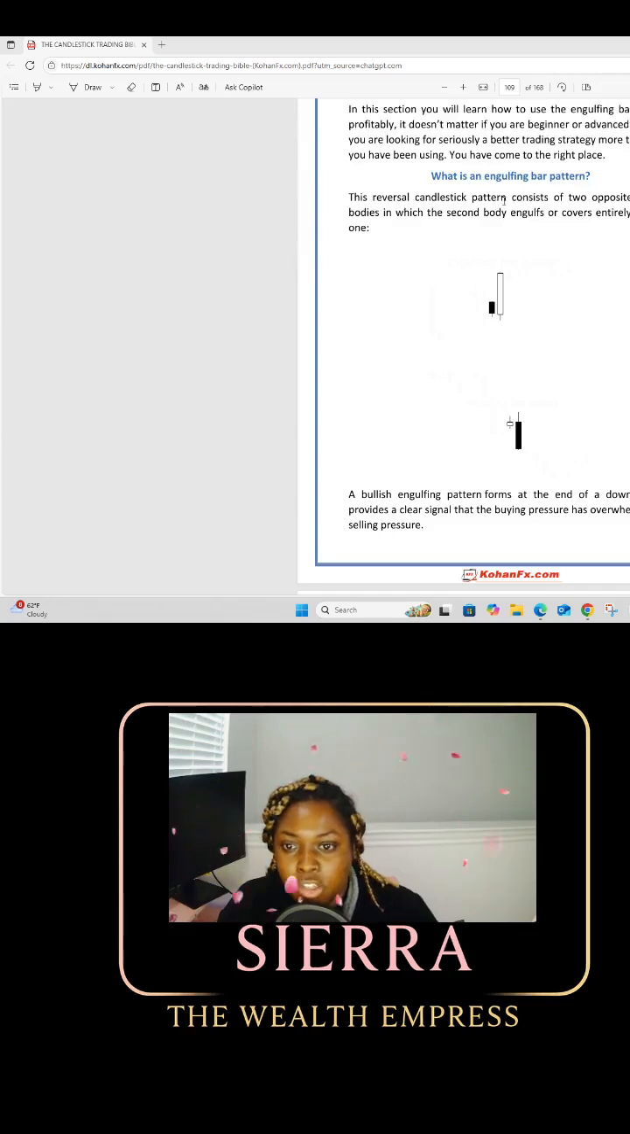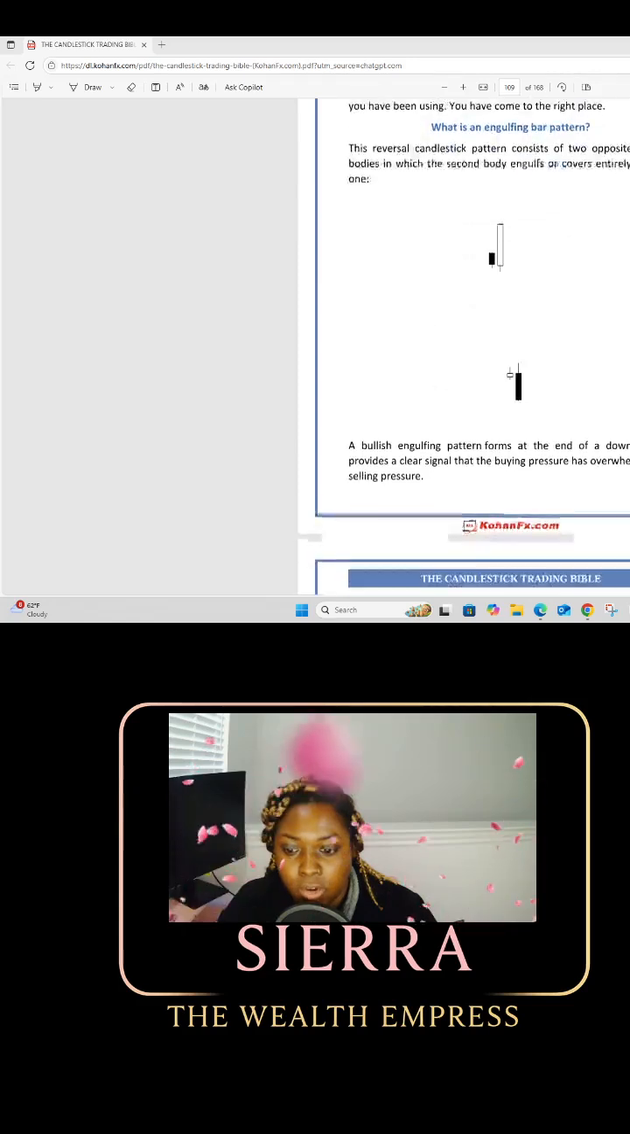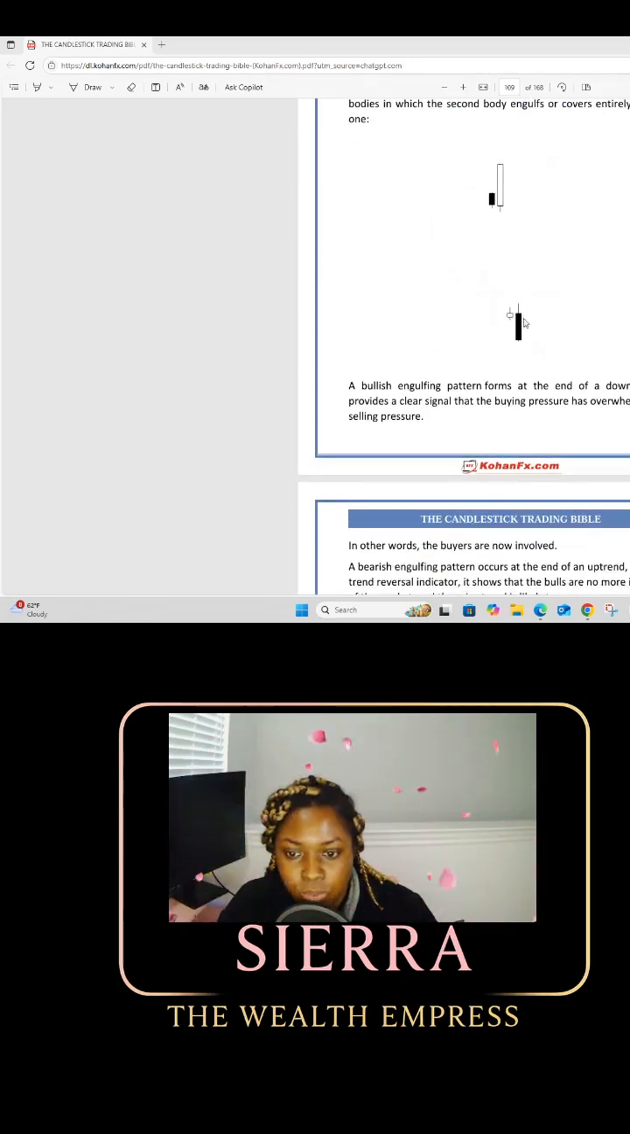The reversal candlestick pattern consists of two opposite colored bodies in which the second body engulfs or covers entirely the first one. Okay, so this is a bullish engulfing. In this book, the bearish candles are black and the bullish candles are white. So as you can see, there was this little baby candle, and price came and ran the low and the high. It has to cover the low and the high for it to be considered an engulfing candle, okay? And then this is a bearish one.